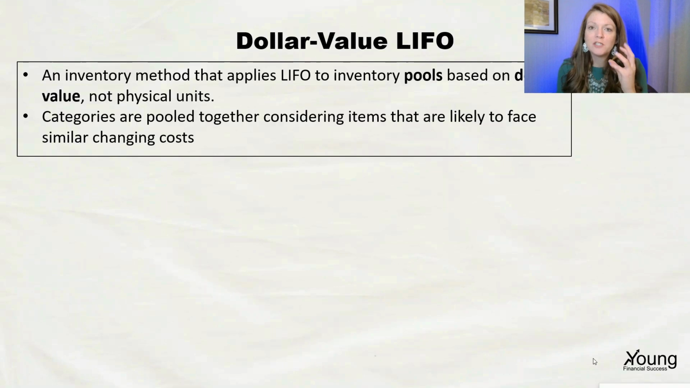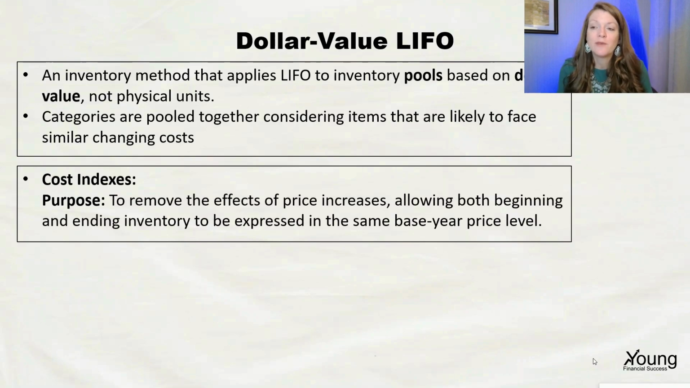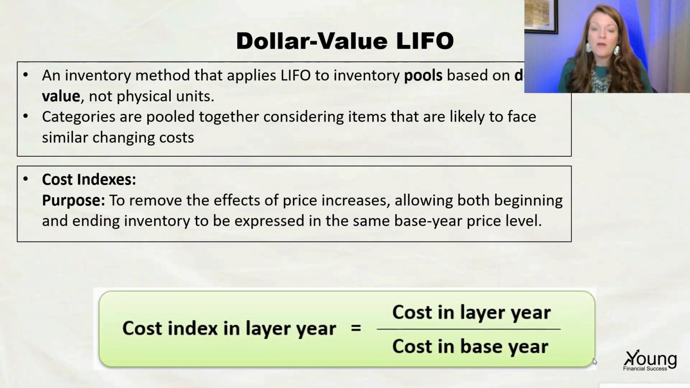But here we're actually pulling things together based on the dollar value and how likely they are to change at the same rate. So cost indexes, the purpose is to remove the effects of price increases, allowing both beginning and ending inventory to be expressed in the same base year price level. So what we do to get this cost index in the layer year, we take the cost in the layer year divided by the cost in the base year. The base year would be what we are basing it off of, what we're going back to and comparing it to, and that helps us to see how much it went up.